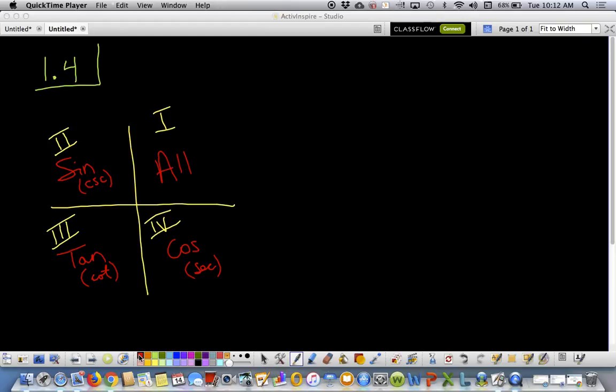We talked about a lot of stuff yesterday, but I'm going to ask, if I give you one trig function, sine theta is 2/3, and theta is in quadrant 2. Can you find the remaining trig functions?